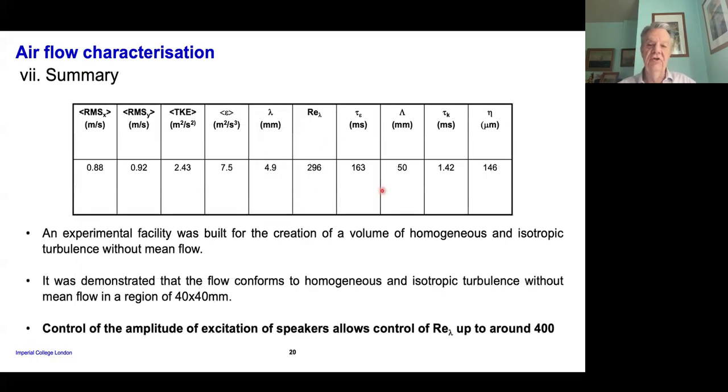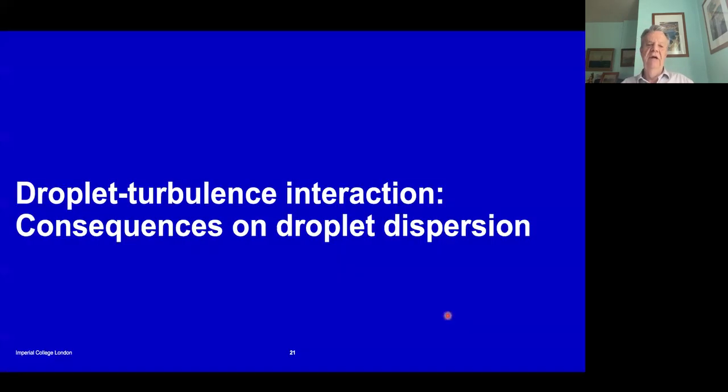So effectively, for this condition that you have seen, the turbulent Reynolds number that we had was 300. And we do have also the different time scales, length scales. We know the Kolmogorov scale. And we can change this behavior by changing the excitation of the loudspeakers so that eventually we have gone up to 400 turbulent Reynolds number.